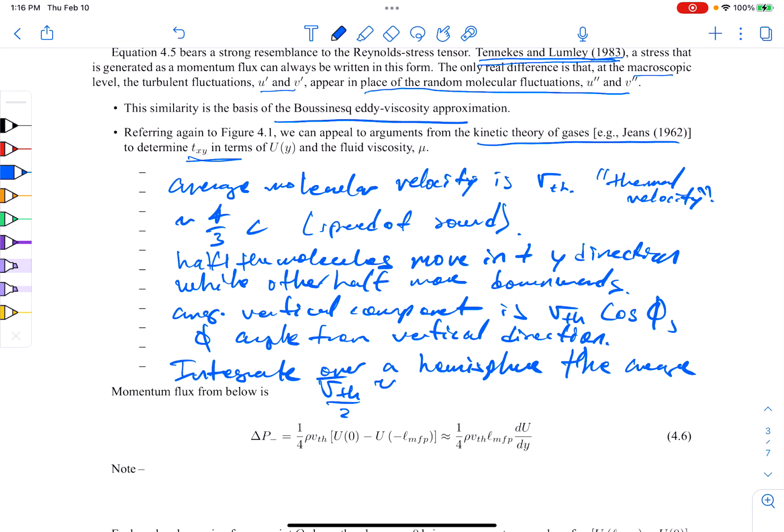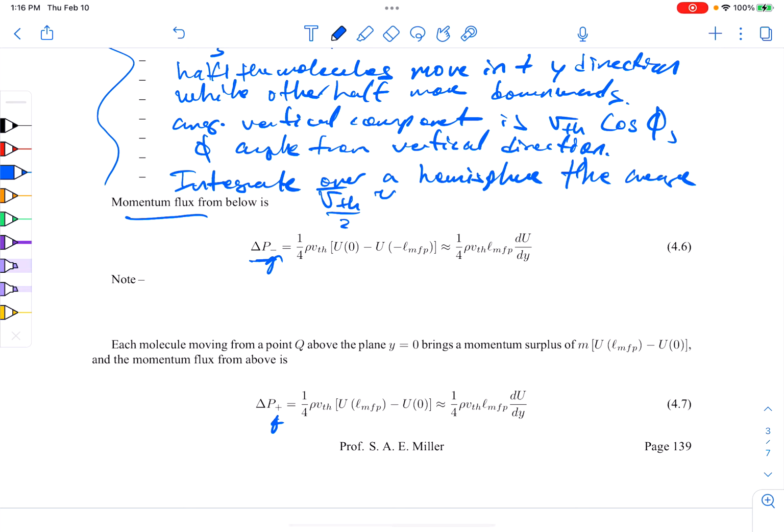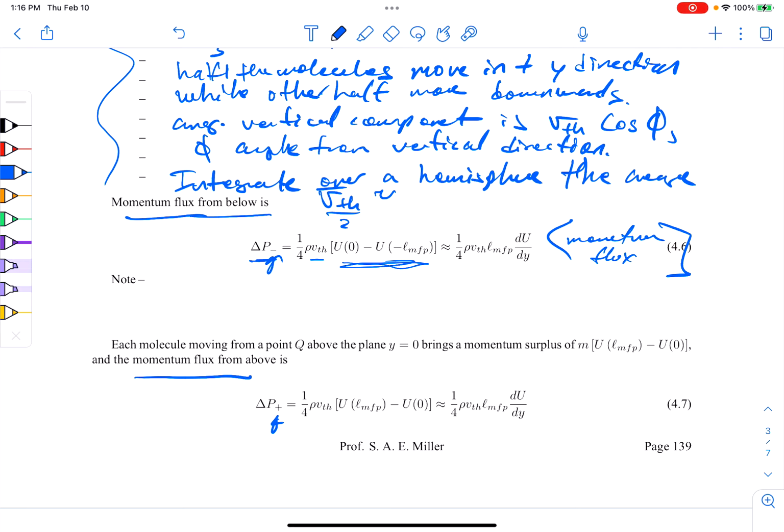So we're going to write this momentum flux now using these arguments, where the momentum flux goes as V_TH over 2 on average. So we're going to write delta P negative, which I have written down as momentum flux from below. That's what the negative means. And we'll also write an equation for momentum flux above. It's there and there. And so what do we have? We have some velocities times mean free paths, so that's the length, times velocities, and times rho times this velocity. If you check the units, we'll get a momentum flux. I'm not going to go through all that right now in the interest of time.